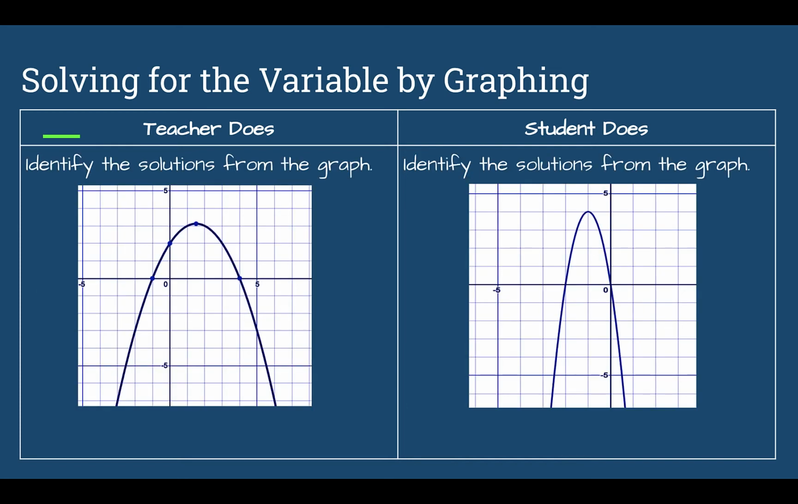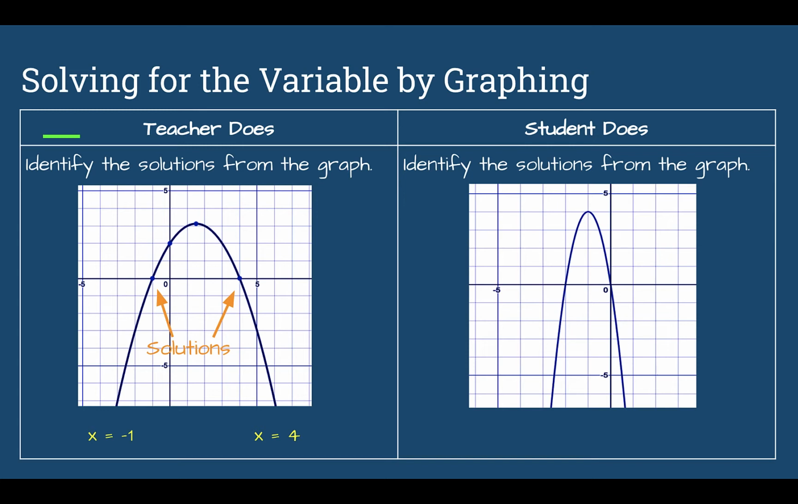Now let's look at an example where it's already graphed for us. So we just need to identify the solutions. The solutions again are where it crosses the x-axis. So we have two dots, two places where it crosses the x-axis. What are those places? It crossed at negative 1, 0 and 4, 0. So x equals negative 1 and x equals 4. Those are your two solutions for this quadratic.